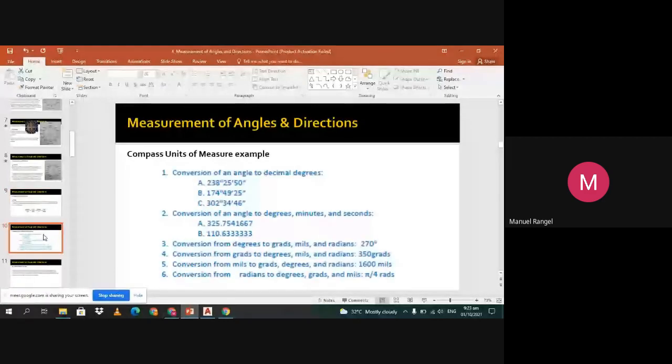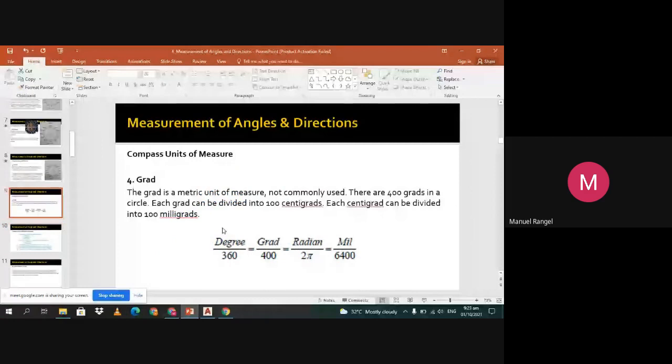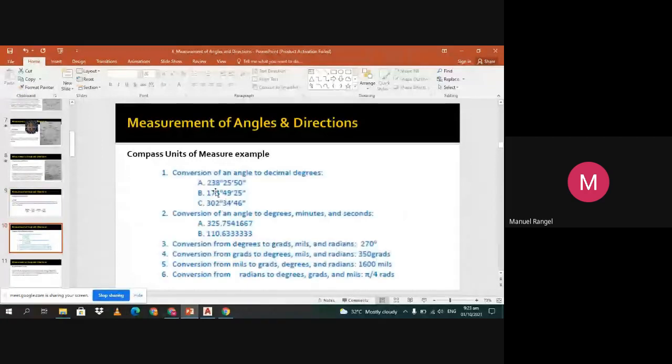Okay, conversion of an angle to decimal degrees. So using this formula from earlier, convert the angles. So kindly convert letter A, 238 degrees, 25 minutes and 50 seconds into decimal degrees. Use your calculator. Just the degrees. Show me your answer.